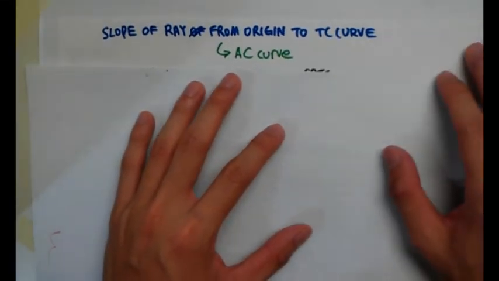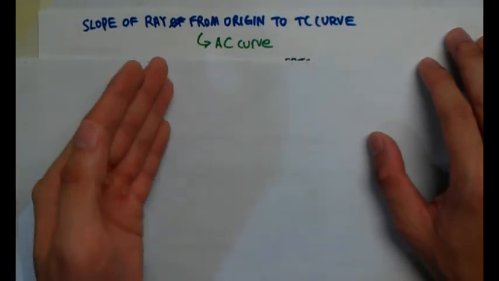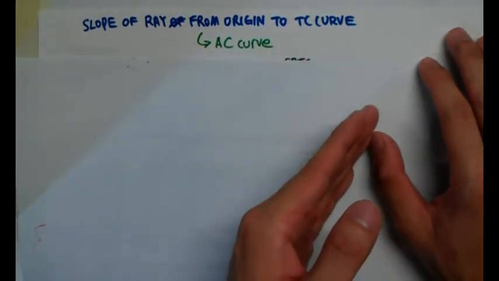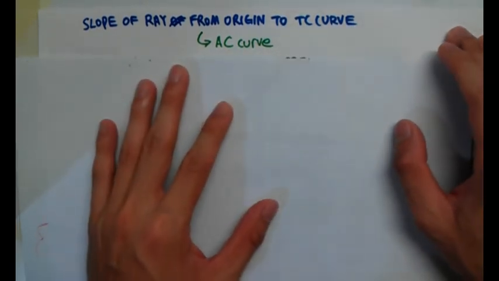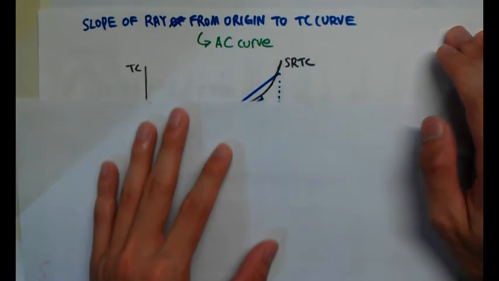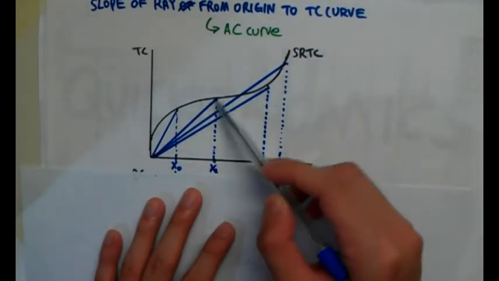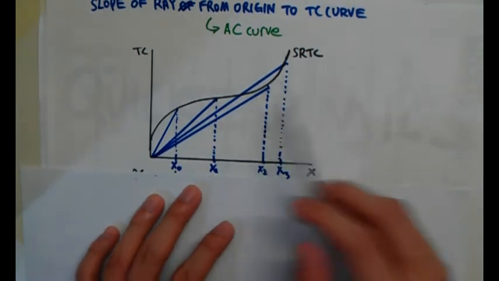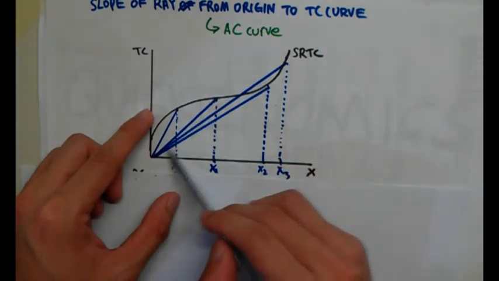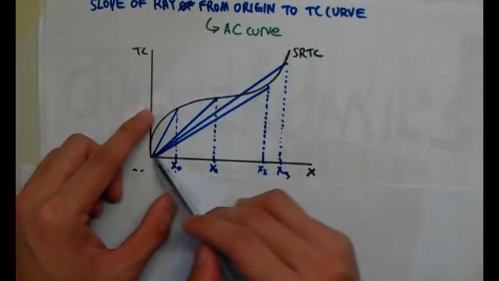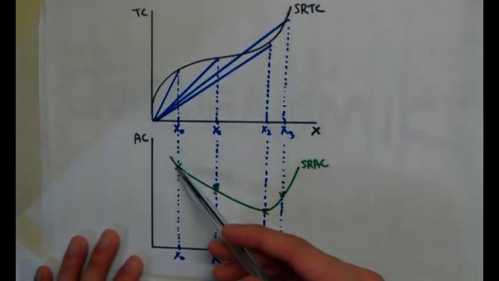To identify the average cost, we draw a slope. We draw a ray from the origin to the total cost curve, and we identify the gradient. The steeper this ray, the higher the average cost. So as you can see, we have drawn rays from the origin to the total cost curves, and we start from steep to flat, to flatter, and to steeper again. That is why the slope is shaped like this.